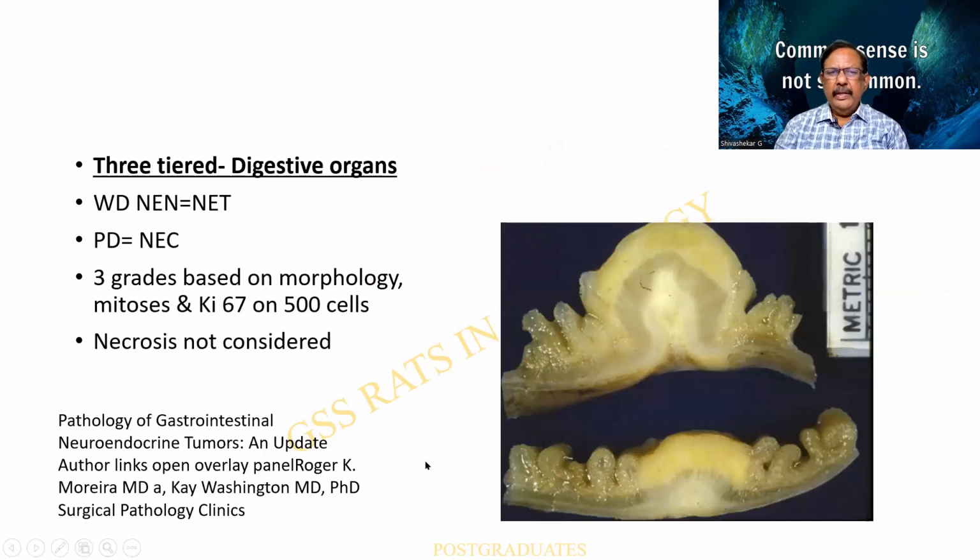Then there is a three-tiered system for digestive organs. Again, it is divided into well differentiated and poorly differentiated, and there are three grades of morphology. In this, only the Ki67 and the mitosis are included and not the areas of necrosis. So that is why it is very important. Even 2 days back, we made a diagnosis of a neuroendocrine neoplasm in the duodenum, but could not classify it further because of the limitations. Necrosis is not considered to be a feature, and this is the reference for this one.